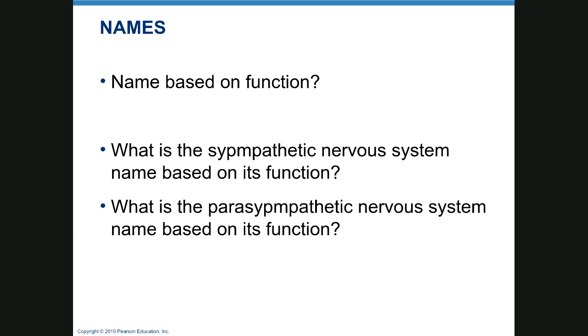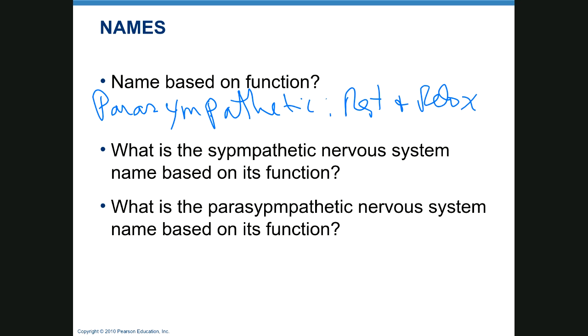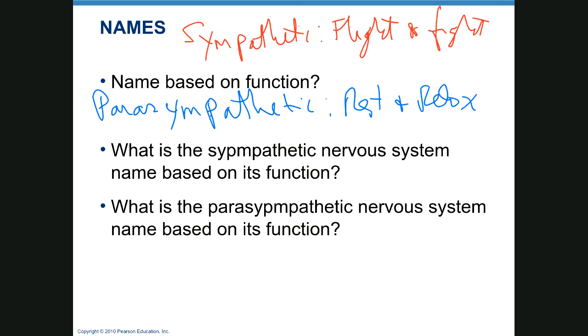So based on the function, on the type of response that these nerves produce in the body, we can say that the parasympathetic response is rest and relaxation. Sympathetic is called fight or flight. Okay. So the sympathetic nervous system is named based on its function, fight or flight. Parasympathetic, based on its function, rest and relaxation.